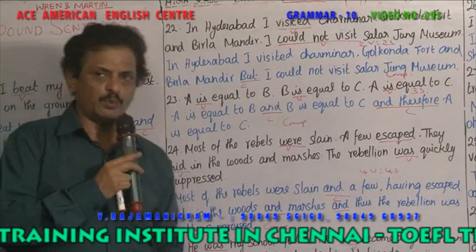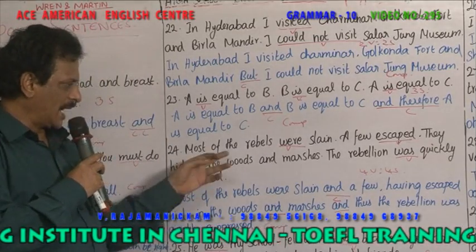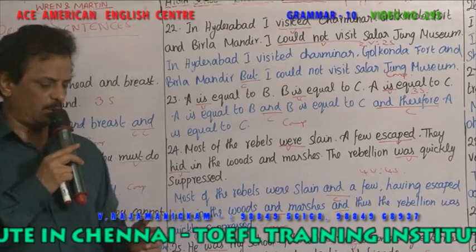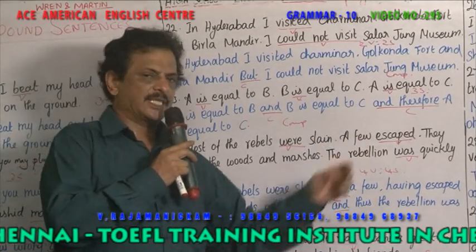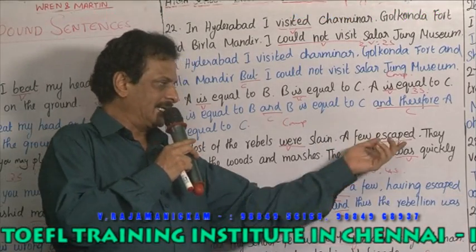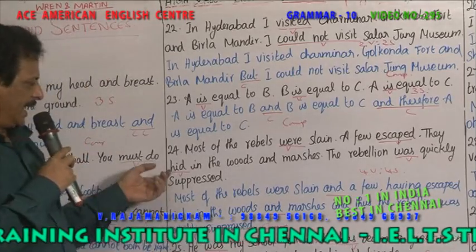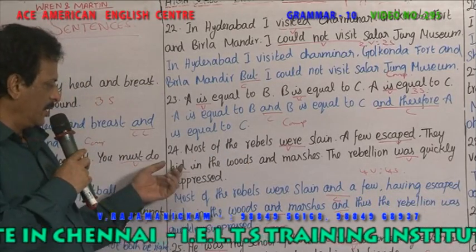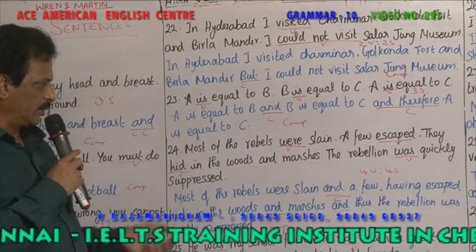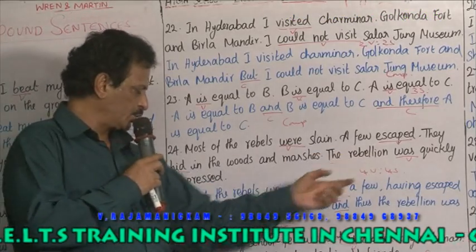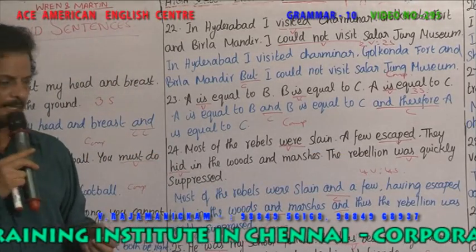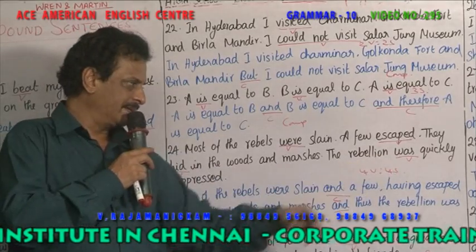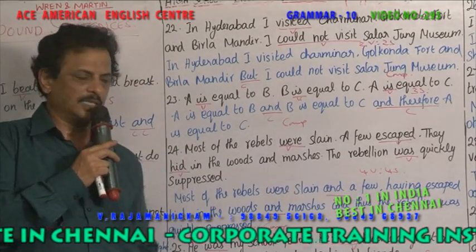Most of the rebels were slain. "Were" is a verb. A few escaped. "Escaped" is a verb. They hid in the woods and marshes. "Hid" is a verb. The rebellion was quickly suppressed. "Was" is a verb. So four verbs, four sentences.